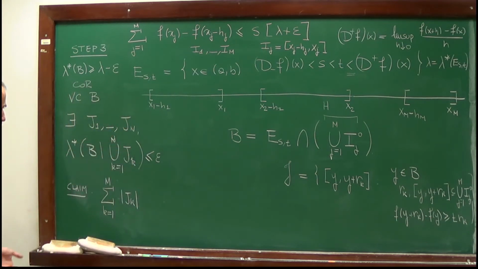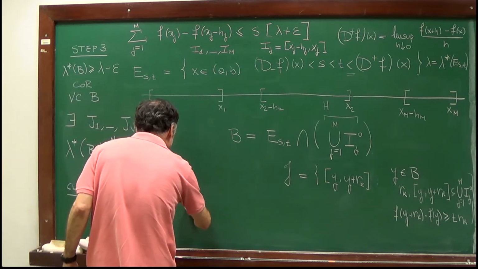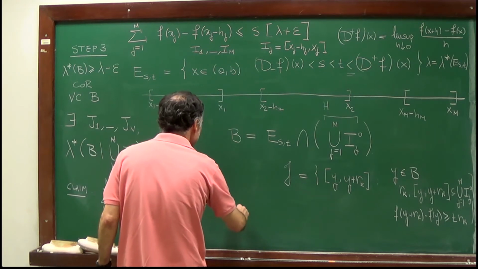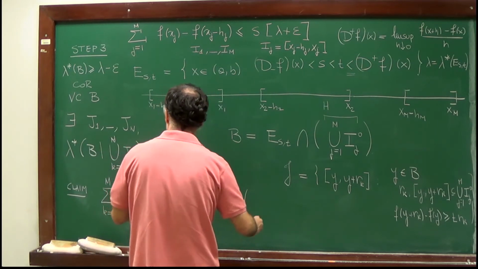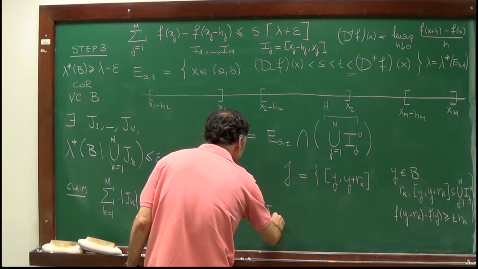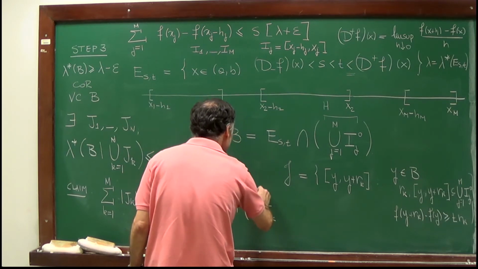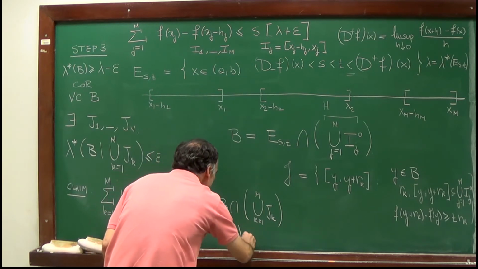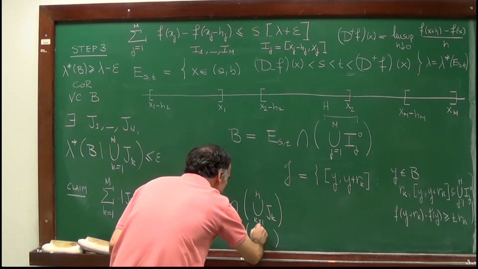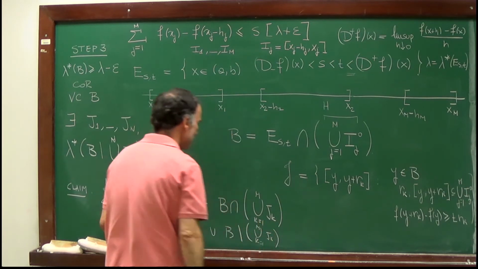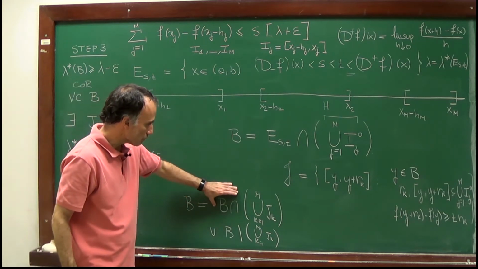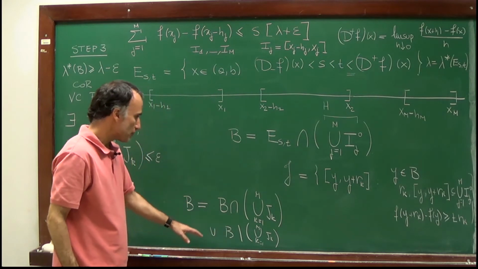Why is that true? Well, because B is certainly equal to B intersection the union of J_k, from k equal to 1 up to m, union B minus these intervals. This means that the outer measure of B is less or equal than the outer measure of this set plus the outer measure of that set.